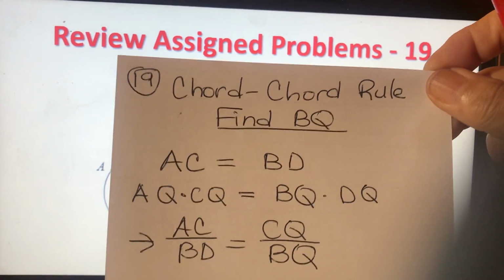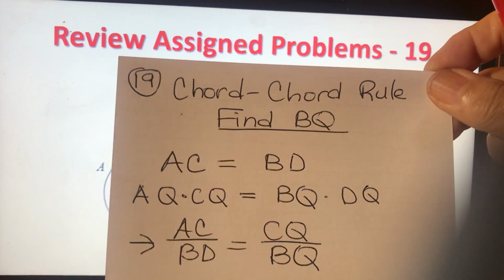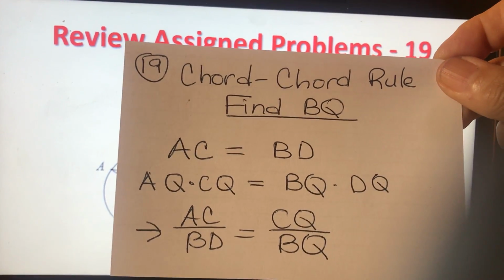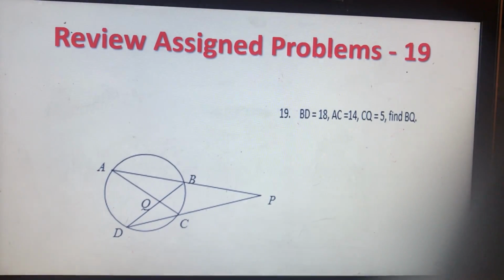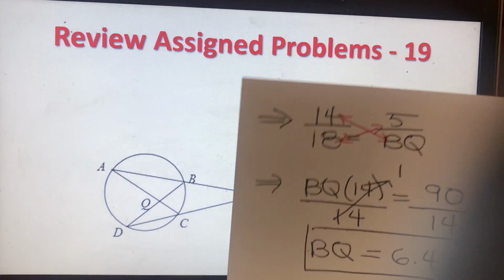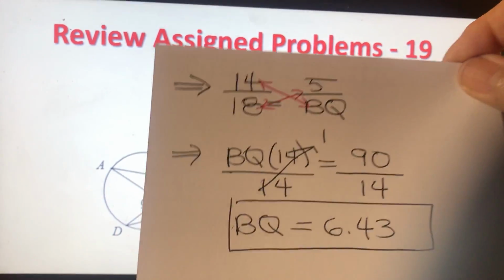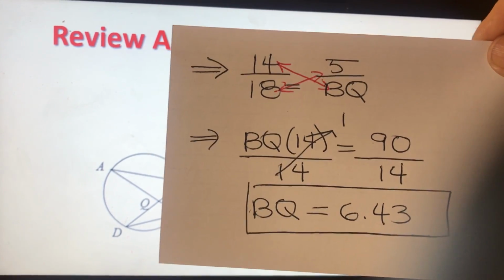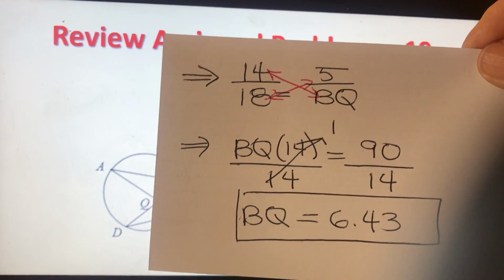As a next step, we set up our proportion. AC is to BD as CQ is to BQ. Now, after setting up our proportion, what do we have? We simply substitute, or plug in, our values. So 14 is to 18 as 5 is to BQ.